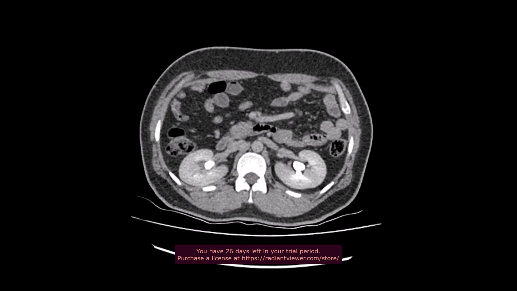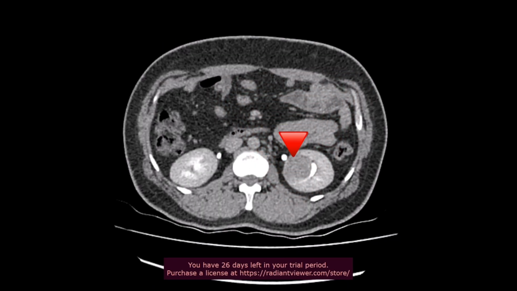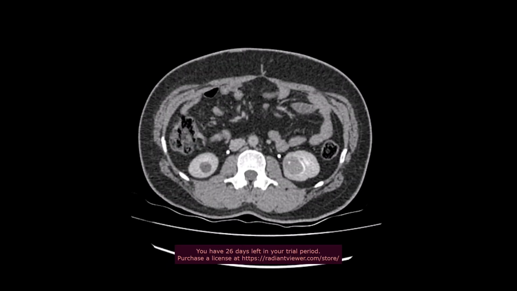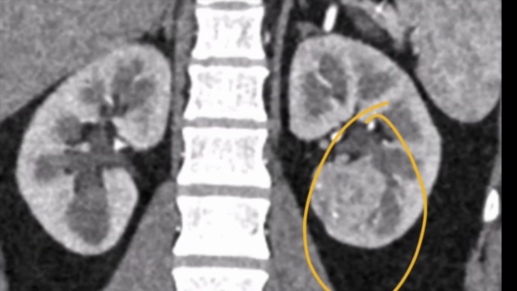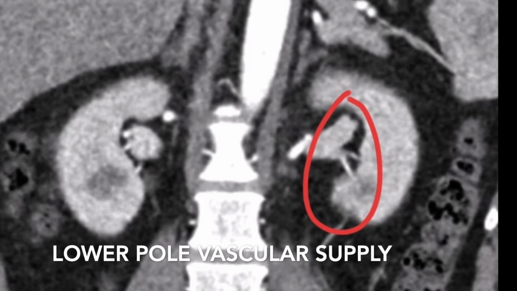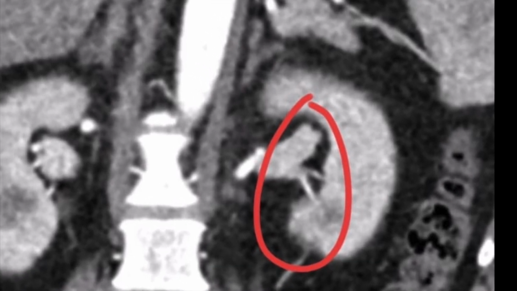This is a CT urogram showing a lower polar endophytic tumor compressing the inferior calyx. The same can be appreciated on a coronal image. This is an arterial scan showing a lower polar vessel supplying the tumor.